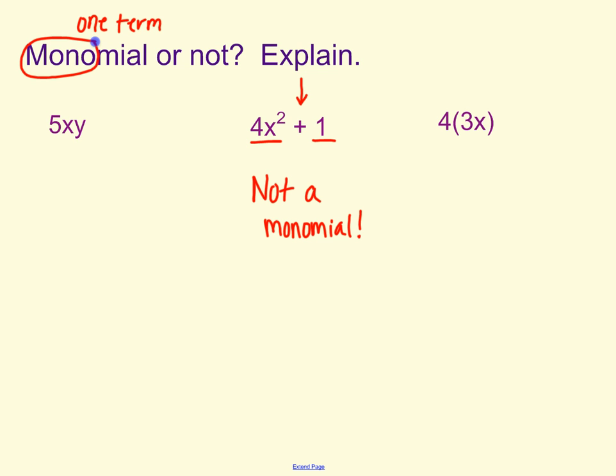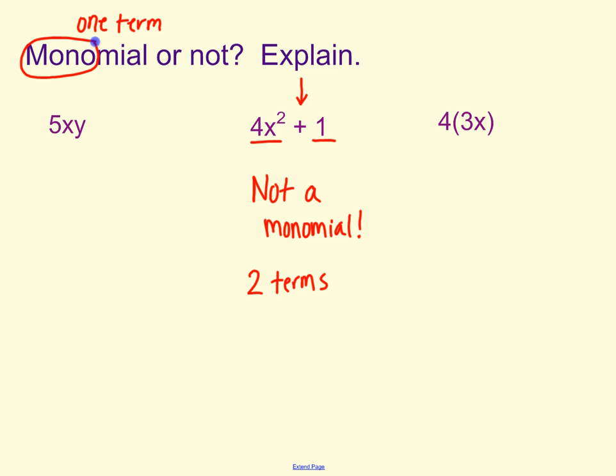And then, how do you know? Well, there's a couple things you could say. You could say there's a plus sign. You also could say, well, there are two terms. Two terms would be called a binomial. Bi means two. So you want to look for that plus or minus. That's what separates out your terms.